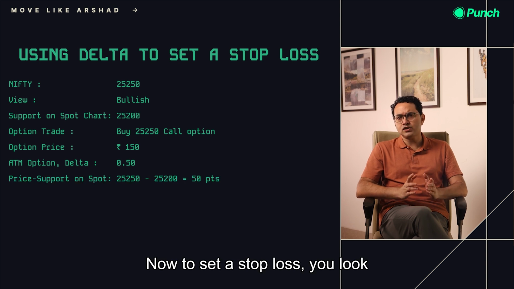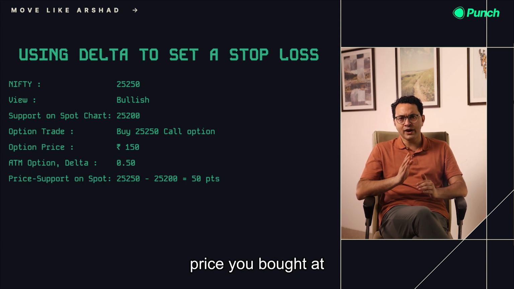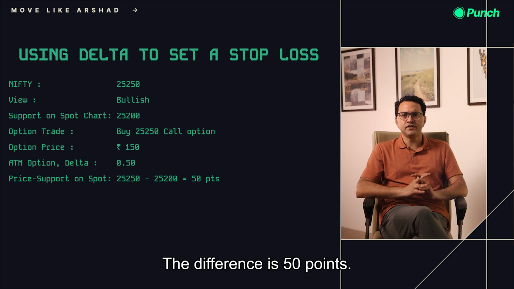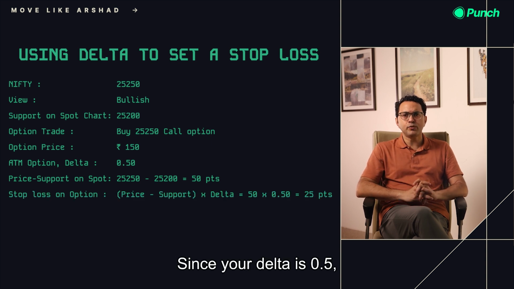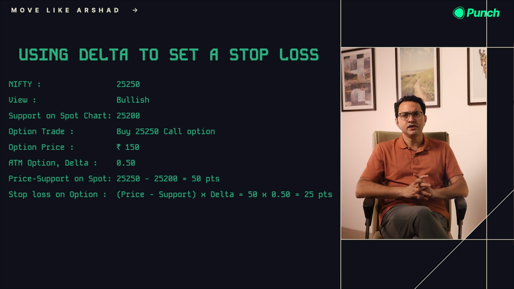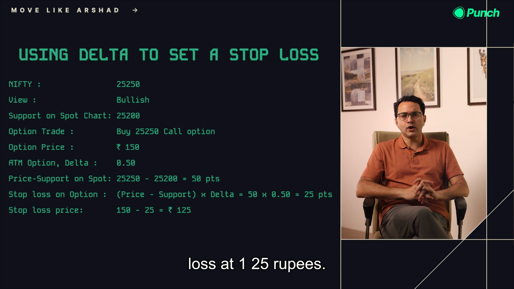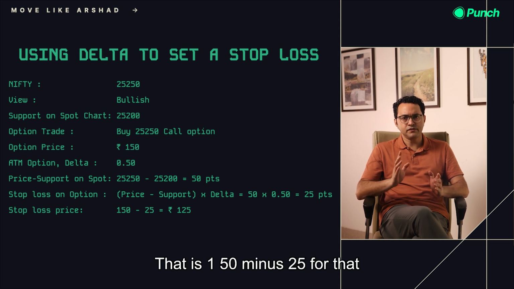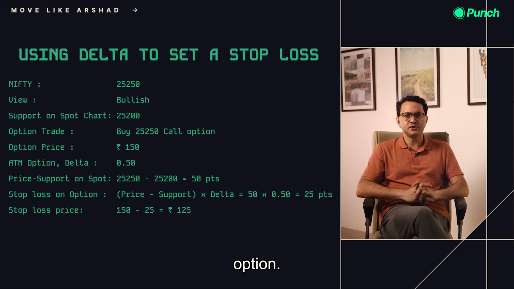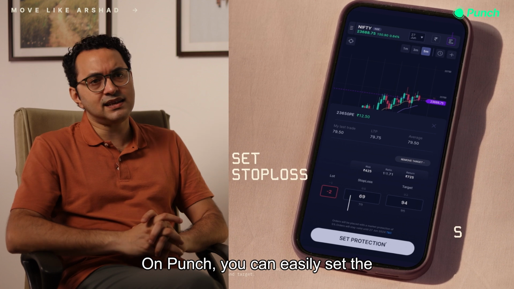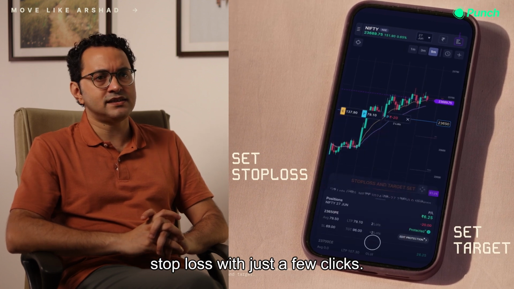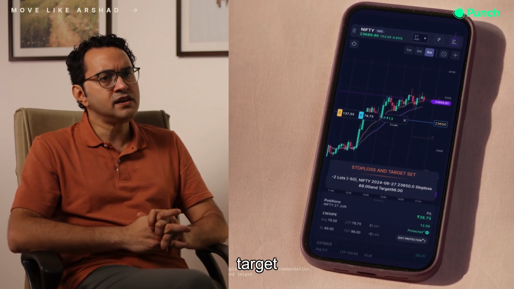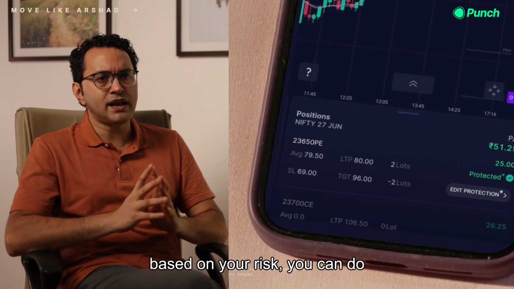Now to set a stop loss, you look at the difference between the price you bought at and the support level. The difference is 50 points. Since your delta is 0.5, you multiply this 50-point difference by 0.5, giving you 25 points. This means you'd set your stop loss at 125 rupees, that is 150 minus 25 for that option. On Punch, you can easily set the stop loss with just a few clicks, and if you want to set a profit target based on your risk, you can do that at the same time.